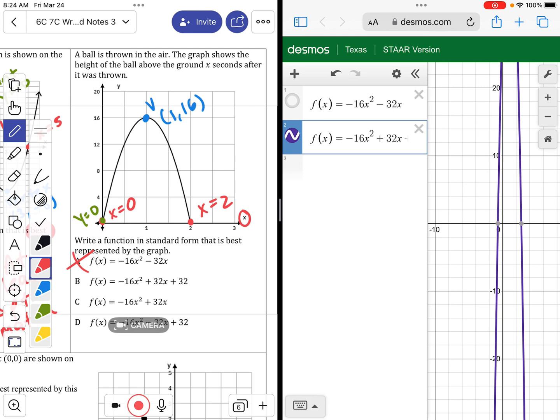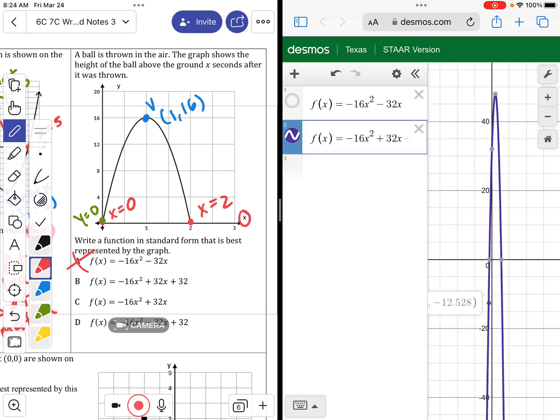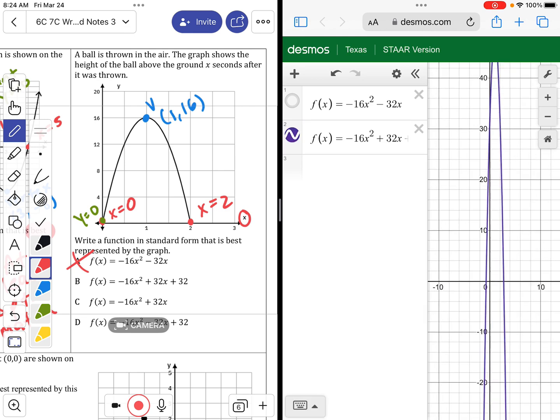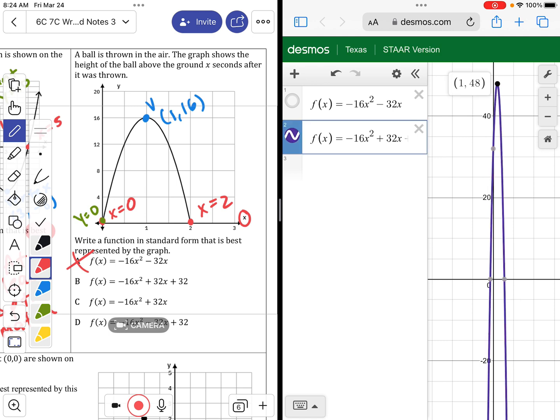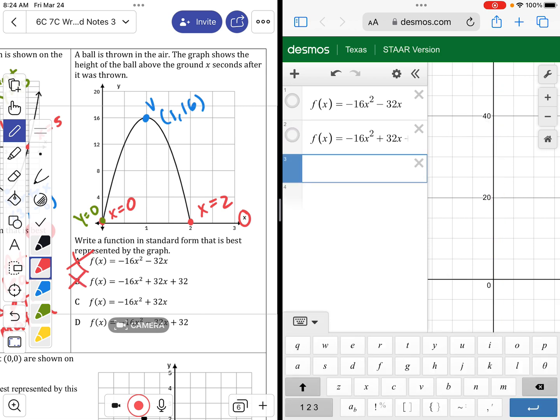Let me hide the other one. If you have to zoom out, what I recommend is that you zoom out to where you can see the pointy parts of the vertex and the zeros, or the y-intercept if that's the case. So looking at this one, it looks definitely off, so B is not it. So hopefully our answer is C.